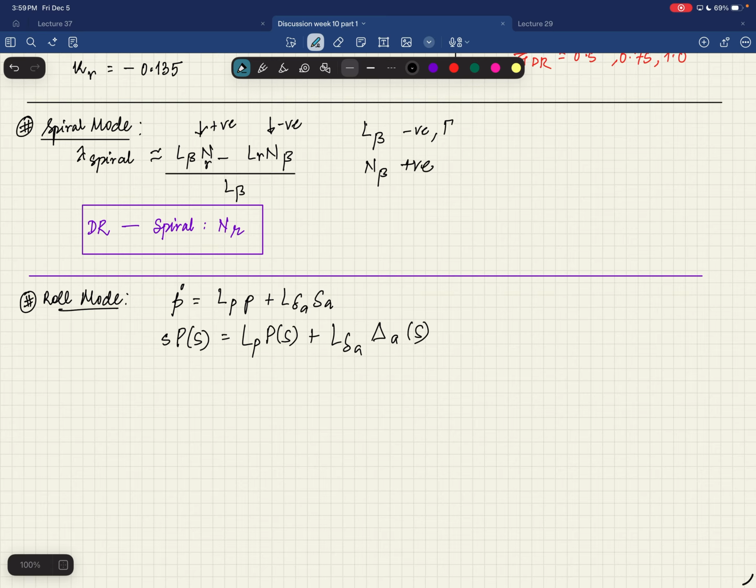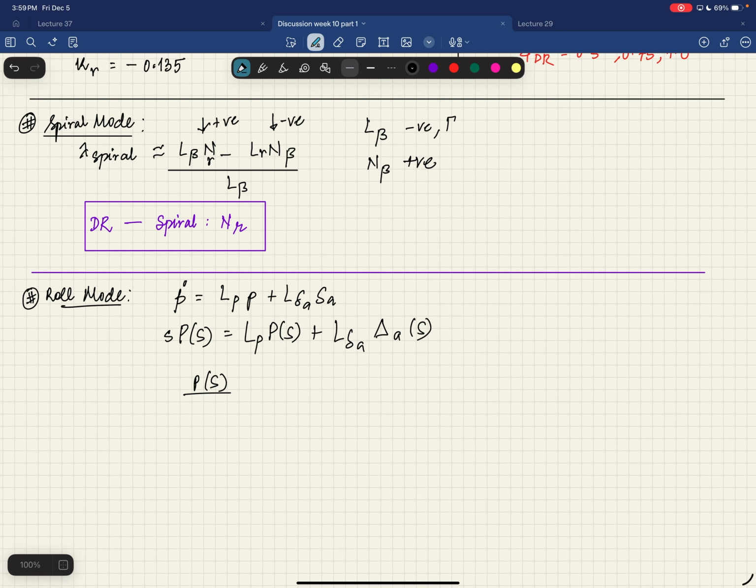And what do we take to construct the transfer function? The ratio of output to input. Output is P(s), input is deltaA. So P(s) over deltaA(s) comes out to be L_deltaA divided by s minus L_P. What is the characteristic polynomial? It's in the denominator, s minus L_P. And what is the only root of this characteristic polynomial? L_P. So L_P is your eigenvalue.